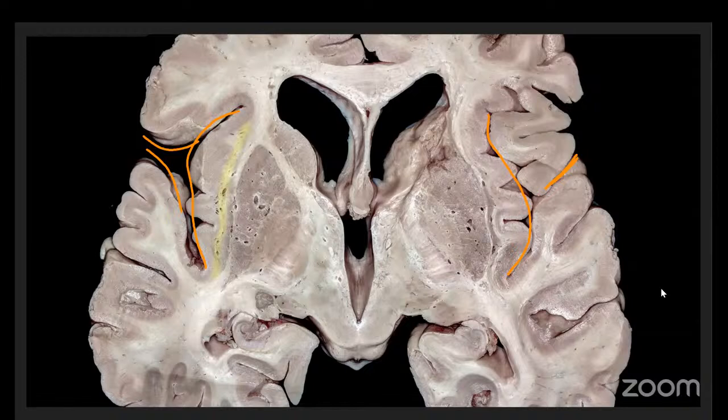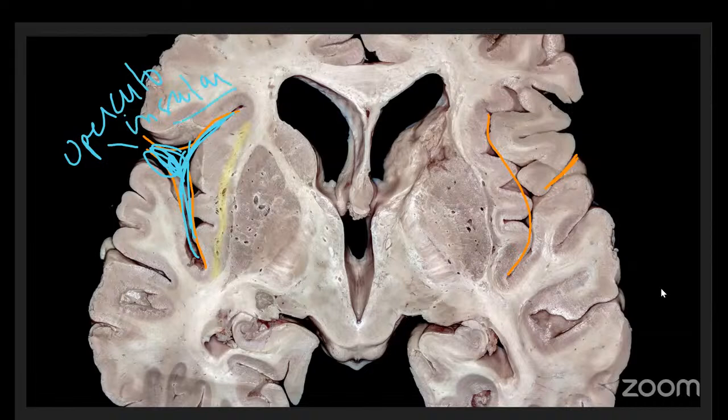And this is also part of the sylvian cistern. I'll mark it with blue here. This portion is the insular part of the sylvian cistern. This is the opercular part. And both of these make the opercular insular portion of the sylvian fissure. We are clear about it, right?